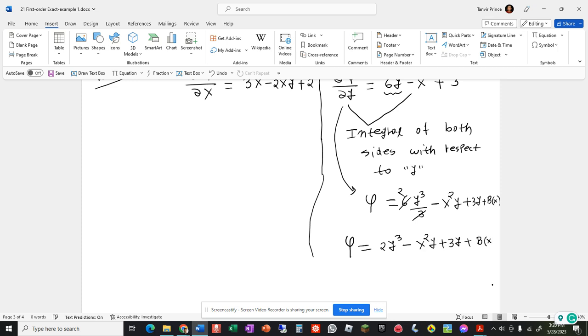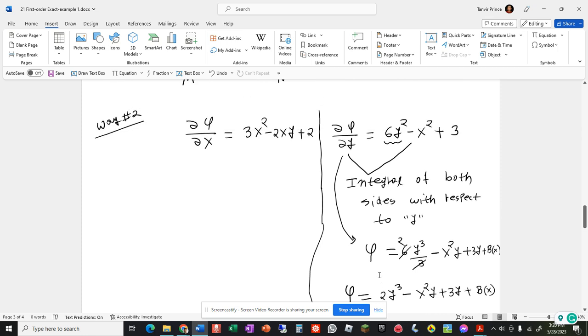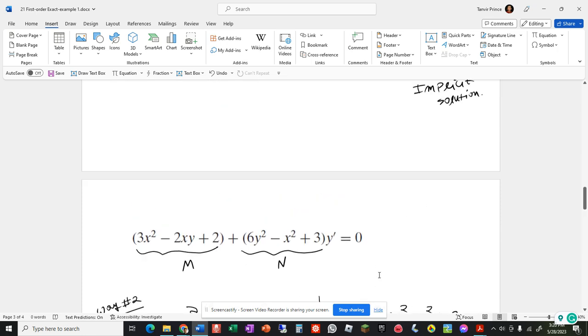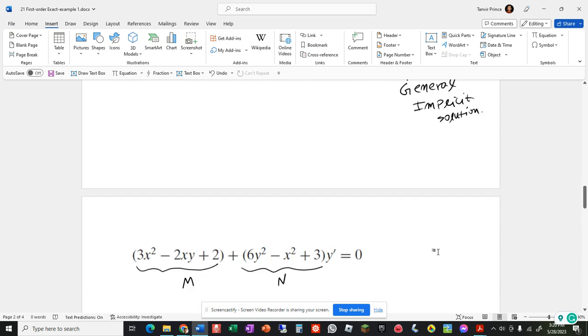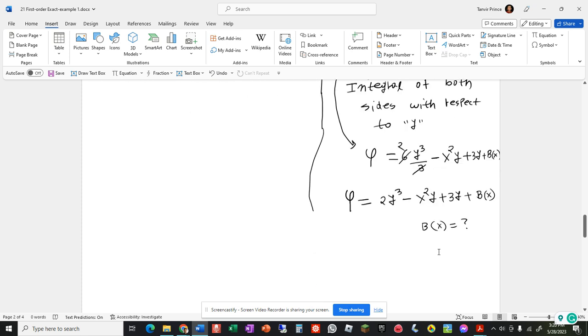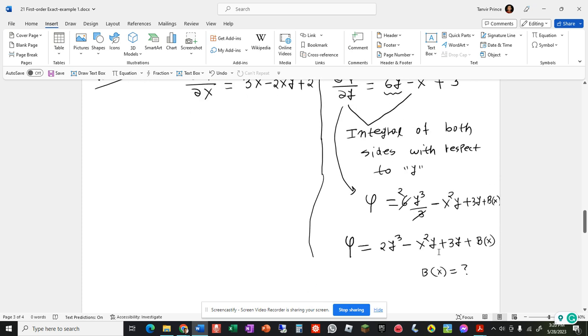So the question is, what will be my b of x? We actually know the answer from the previous method. Take a look at it. I know what my function b of x is supposed to be, right? b of x is supposed to be x cubed plus 2x. Let's take a look at how we can actually do it here. Now we're going to use this equation.